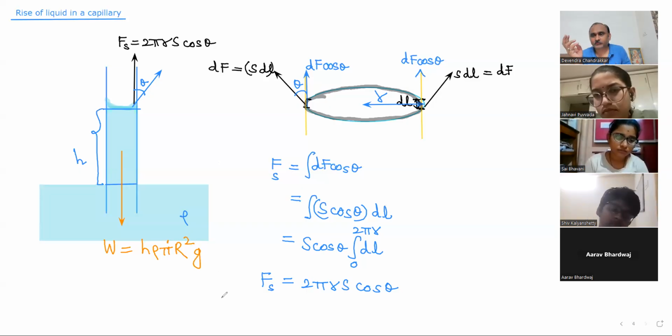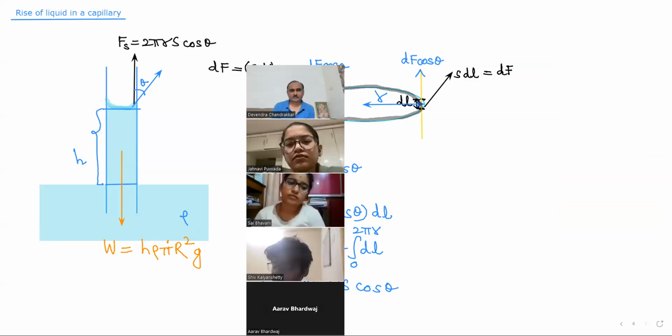H into pi r square is the volume of that portion of water which has risen inside the tube, right? H is height, pi r square is cross section area. So we multiply it, we get volume. Volume into density is mass. Mass into g is weight. So these two forces, that is weight, is now balancing this Fs. Weight is balancing this Fs.